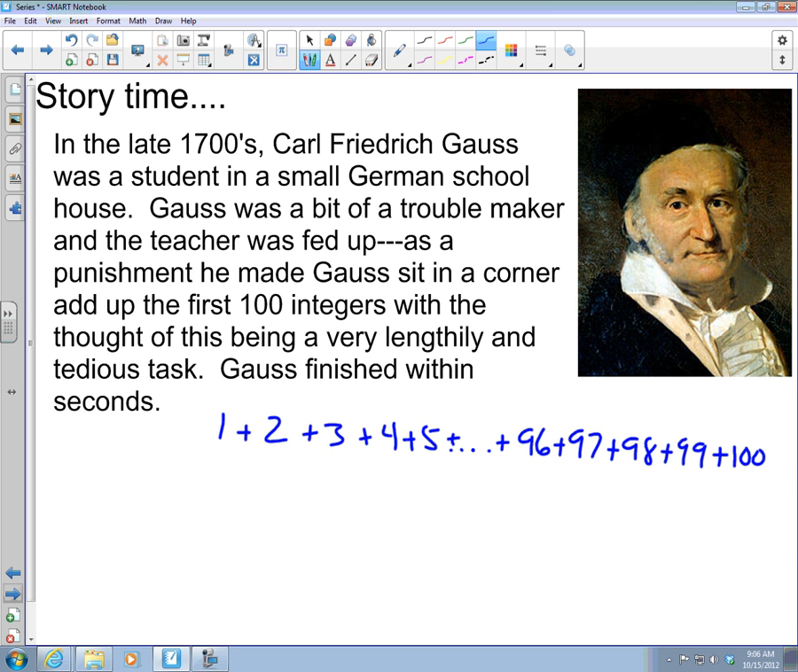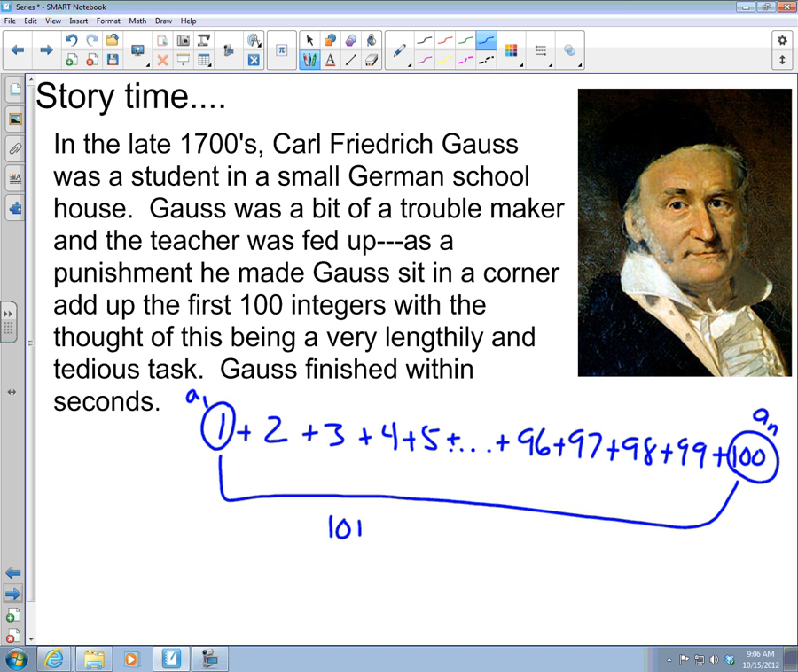But if you look at this, and using patterns, I know the first term is 1, and the last term, a sub n, is 100. A sub 1, a sub n, or a sub 100, I guess you could say. First term and last term. If we add these up, 1 plus 100 is 101.